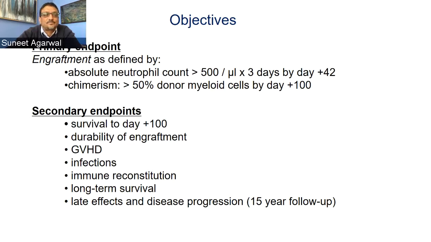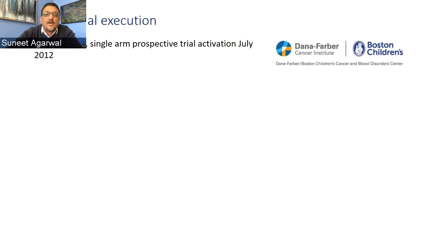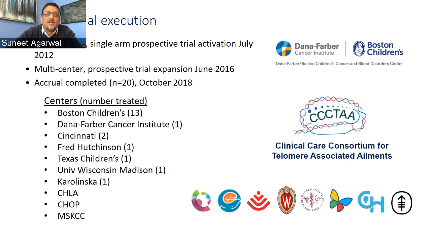So this trial opened as a single center, single arm prospective trial at our center in July 2012. And once we had a little bit of experience with this and success with it, we formed a consortium and also expanded the protocol to several centers, and that expansion continues. But we set as an accrual goal 20 patients, and we achieved that in October 2018.